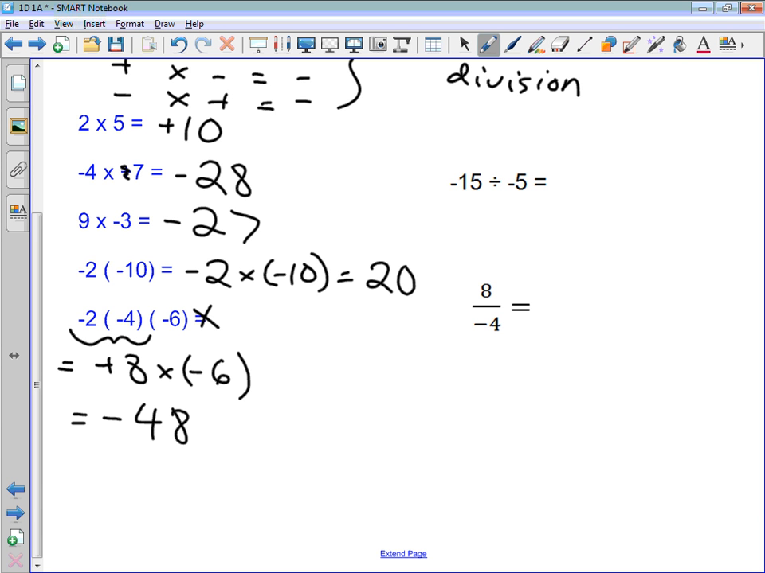Now, over here, we're just doing a little bit of division here. Negative 15 divided by negative 5, same rules apply. We got negative divided by negative, so we know our answer is going to be positive. Positive what, though?